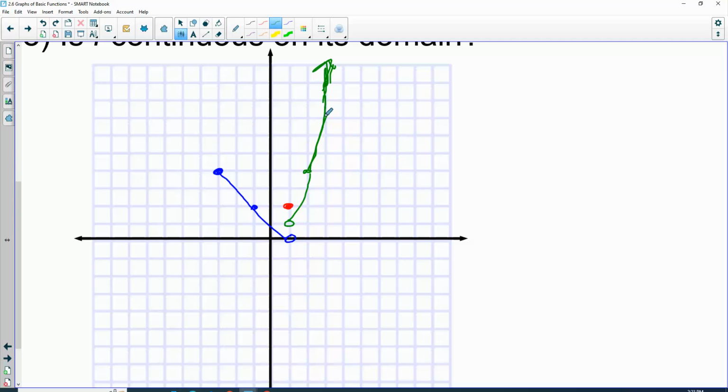Are there questions there? So notice, would this pass the vertical line test? Yes. I have 3 points when x is 1, but 2 of them are open circles, so we're okay.